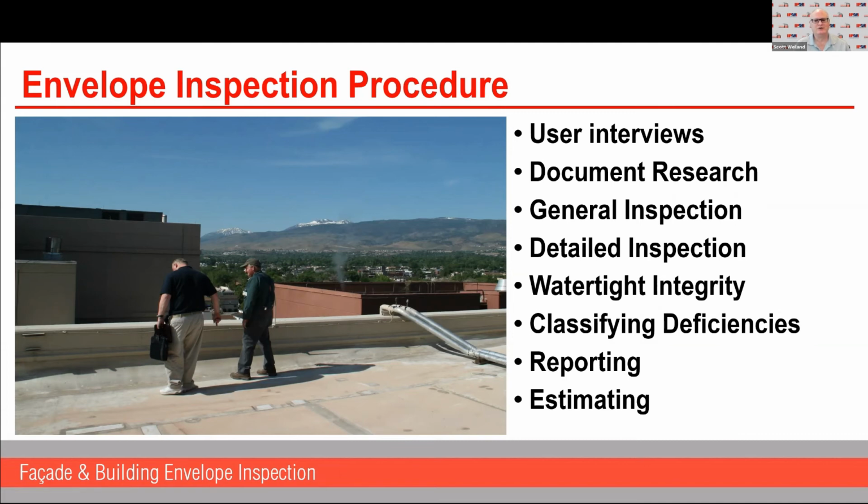You start out with a general visual inspection. It used to be done primarily with binoculars and a telephoto lens. Nowadays, with the invention or improvement of drones, we typically use a drone for this. We add a thermal camera that provides even additional information. We also look for watertight integrity at sealants, things of that nature. Classify the deficiencies, how serious they are and how quickly they need to be repaired. And we generate a report that includes an estimate.